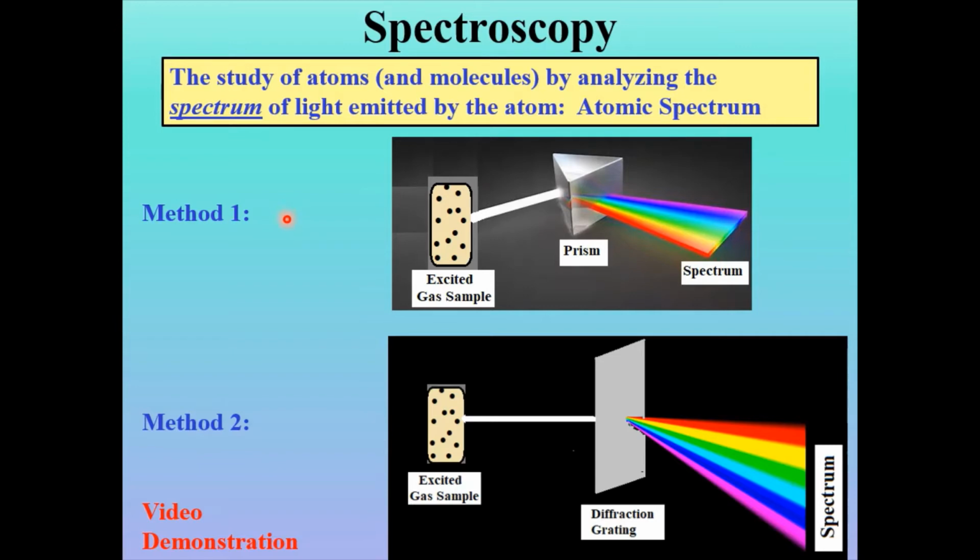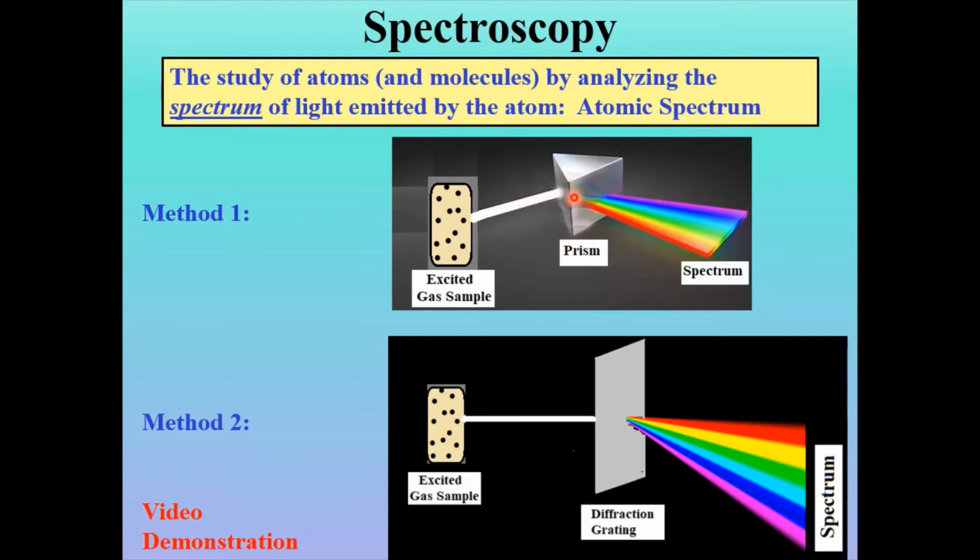The first one is basically we take a sample of the atom that we want to analyze, and it's usually in gas form. And this gas is excited, and it can be excited by heating the gas, giving it energy, or by even using electricity to excite the gas atoms or molecules. And the gas then will actually produce light. It will glow. So this light is sent through a prism.